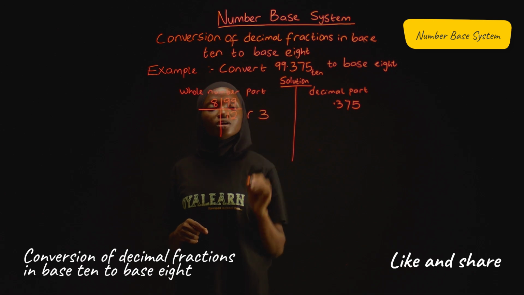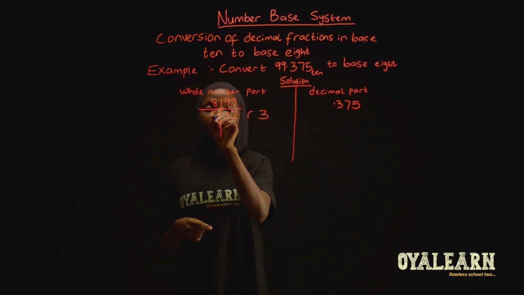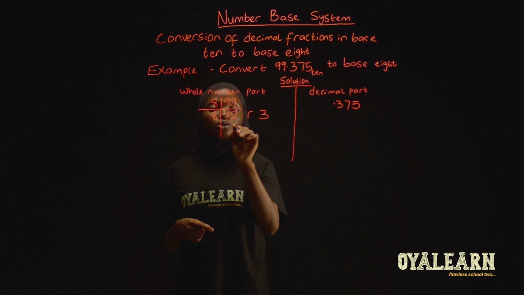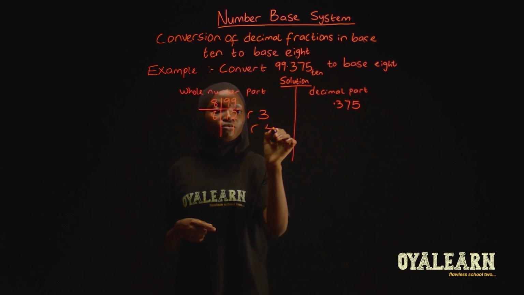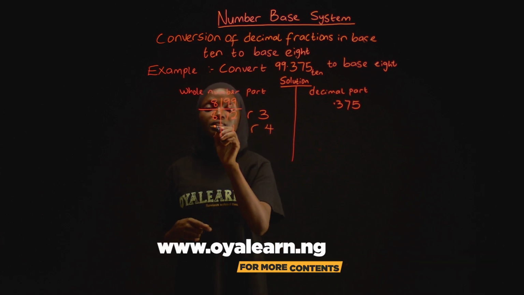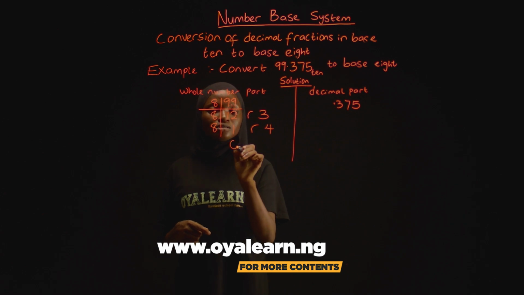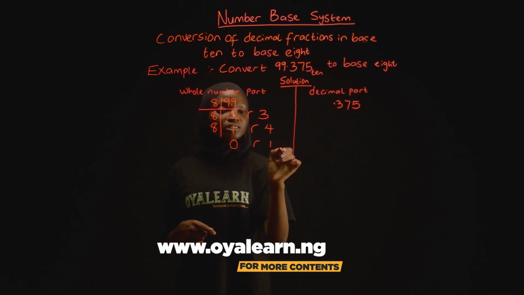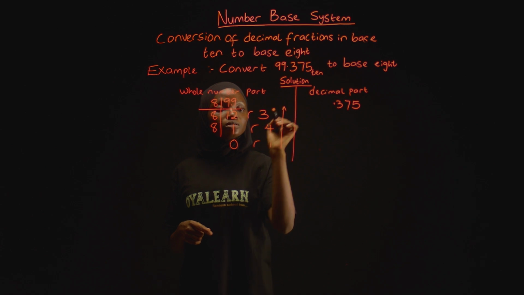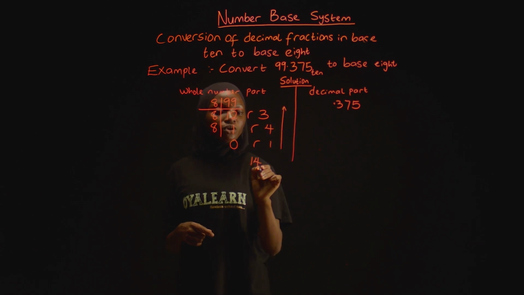Remainder 3. We divide by 8 again. 8 goes in 12. That's 1. Remainder 4. We divide by 8. 8 goes in 1. 0. Remainder 1. Take the remainders upwards. So you have 1, 4, 3 base 8.